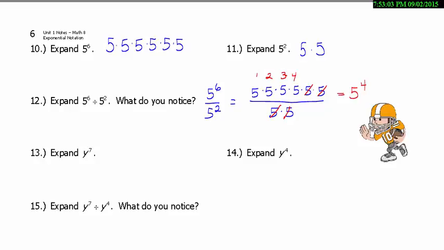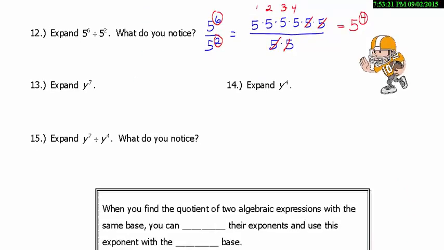So hopefully you can figure out what the trick is, and that trick is going to be connected to the 6, the 2, and the 4. Let's try one more time and see if you can figure out what this trick is in case you haven't yet. I want you to notice in number 13 it says expand y to the 7th, and so that is 7 y's. Number 14 says expand y to the 4th. That gives us 4 y's. This will set us up for number 15, where it says expand y to the 7th divided by y to the 4th.